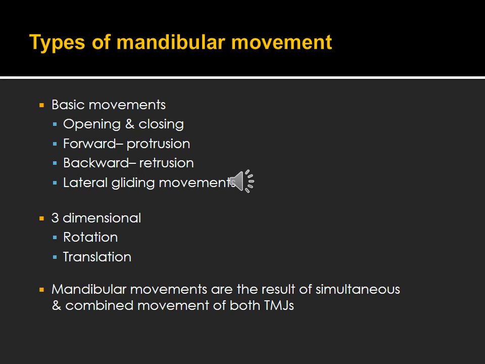Types of mandibular movements. We have different types of mandibular movement. We have basic movements, which are opening and closing, forward movement, which we call protrusion, backward movement, which we call retrusion, and we also have lateral movements to the right and left. In three dimensions, we have rotational and translational movements, and all these mandibular movements are the result of simultaneous movement of both right and left TMJs, the abbreviation for temporomandibular joints.